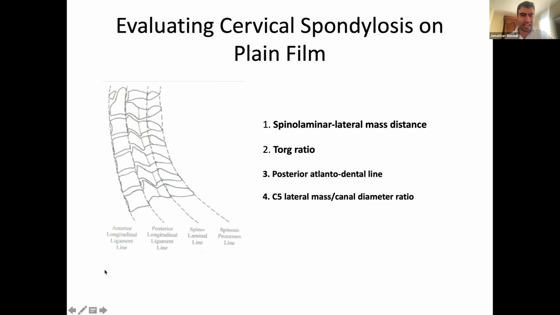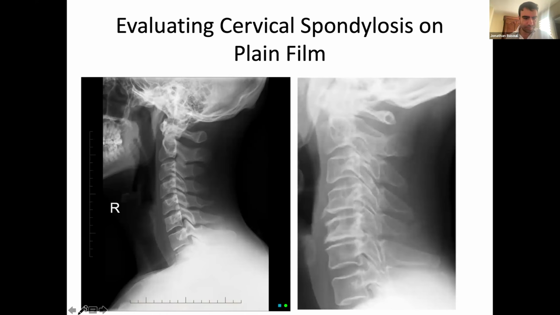You look at the cervical lines: the anterior longitudinal ligament, ALL line, PLL line, spinal laminar line, and the spinous process line. I remember I used to look at these in the trauma films. And one of the things we can look at are Torg ratios or spinal laminar lateral mass distance. My attendings used to love this one, the spinal laminar lateral mass distance. Let me show you.